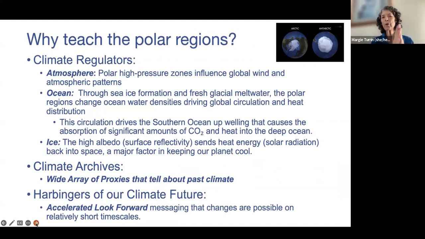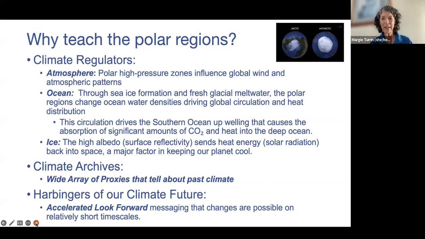So why would we want to teach about the polar regions? There are three big things that I think about. They're climate regulators, and we'll talk about each of these a little bit. They're great archives, so they have all these wonderful proxies that really tell us about past climate. And then they really are harbingers of our climate future. They're kind of accelerating everything forward and telling us what's possible in a very short time frame geologically.